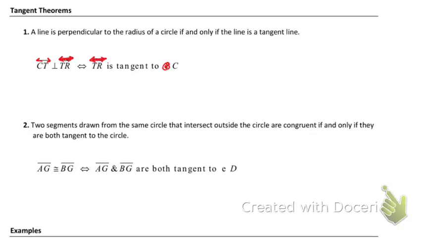So it says CT is perpendicular to TR if and only if TR is tangent to circle C. So what we're going to do is draw that situation. So we are going to have circle C. And then it says CT is perpendicular to TR if TR is tangent. So there's going to be a line that is CT. That is that CT right here. And it's perpendicular to TR if TR is tangent.